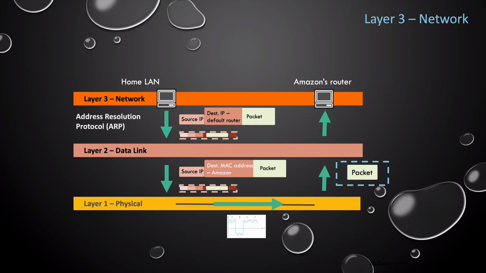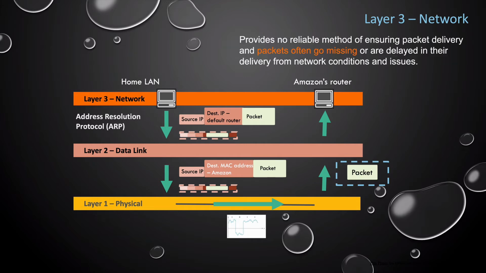So we're diving into the OSI model, and we're learning about Layer 4, the transport layer, which runs on top of the network layer, Layer 3, and runs the functionality to support the networking used on the internet. Remember, at Layer 3, there is no reliable method of ensuring packet delivery, and packets often go missing or are delayed in their delivery from network conditions or issues. At Layer 3, every single packet is different, single and isolated, and packets are a different unit of data being routed across Layer 3 using Layer 2 and Layer 1 for transit.